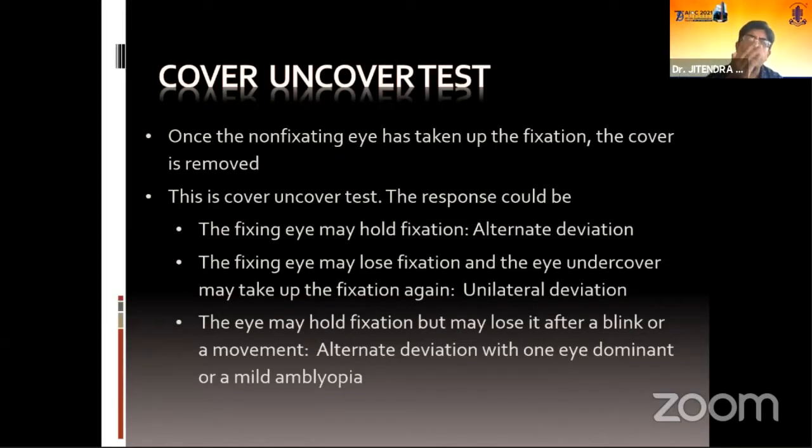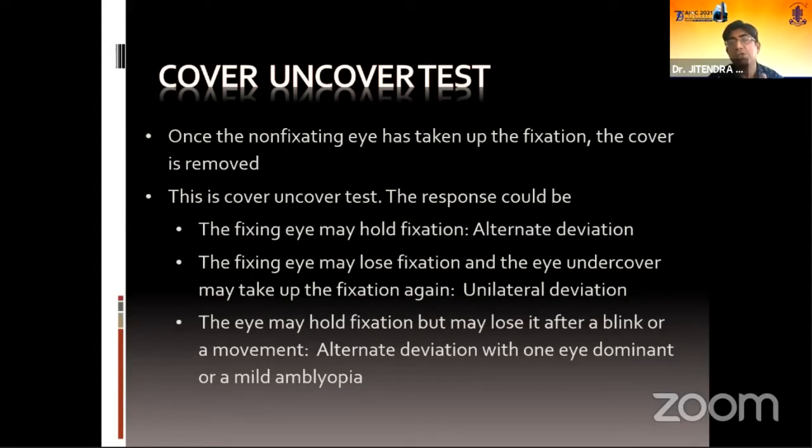Since you have covered the seemingly fixating eye, the non-fixating eye will take up the fixation. It has to, because there is no other eye to fixate. Or if it is severely amblyopic, then it will not clearly take up the fixation. You can see whether there is a latent nystagmus or not. And so the next step is to uncover that eye.